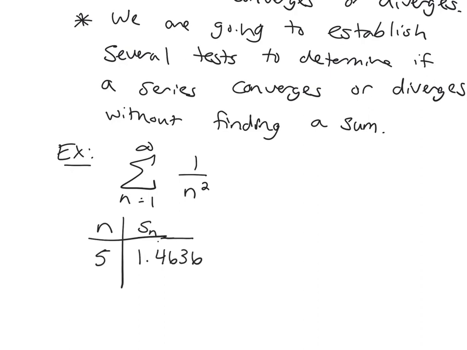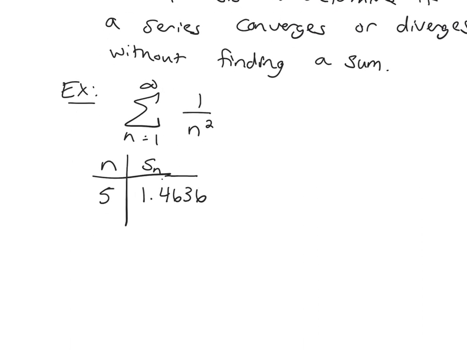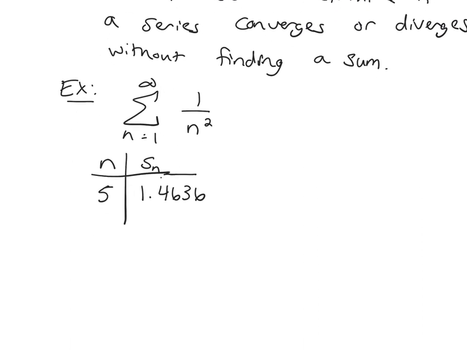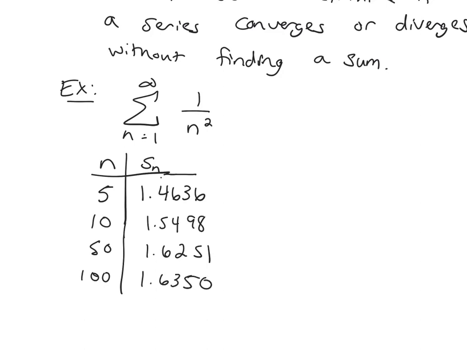So in order to do this, we're going to most likely need a computer to help us add these up. The first 10 terms, 1.5498. The first 50, 1.6251. The first 100 terms, 1.6350. And the first 500 numbers, if you add them up, you'll get 1.6429. Okay.